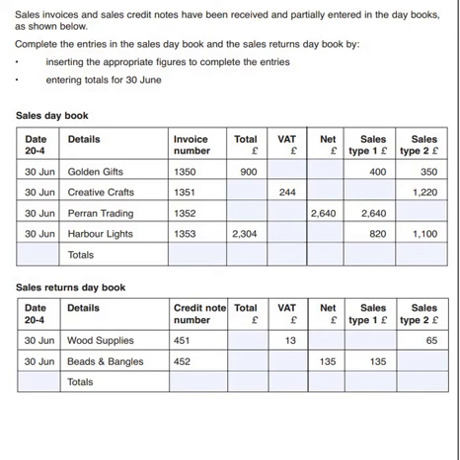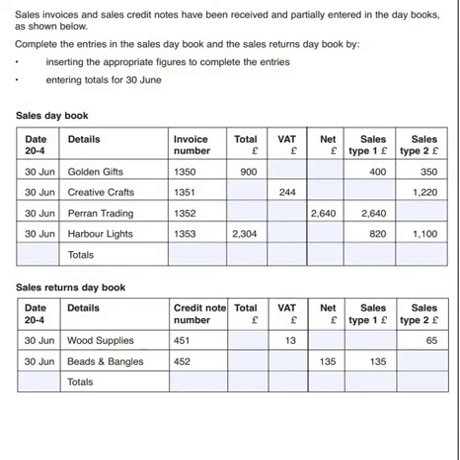Right, what we're going to look at in this video is updating the daybooks. It's possible in any of the assessments that you do that you're going to have an incomplete daybook, and what you have to do is obviously complete it. In the example we've got here is an analysed daybook where you've got sales type 1 and sales type 2.